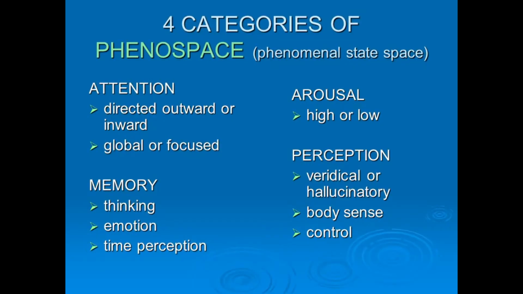As you're thinking about hallucinations, recall the four categories of phenospace and be thinking about, for each sort of hallucination and each sort of drug effect, what the effect is on your phenospace in these different categories. So attention: global, focused, inward, outward. Memory. How is thinking affected, how is emotion, how is time perception affected? Is the arousal high or low? Is perception veridical or hallucinatory, or does it seem veridical, does it seem hallucinatory? What is the body sense, and what is the control that you have when you're in these various altered states? As we go through the different drugs and think about how they generate hallucinations and other kinds of altered states, think about these aspects of phenospace.